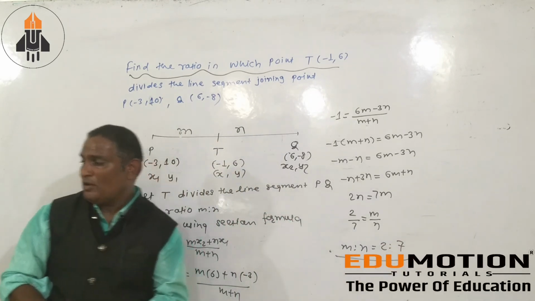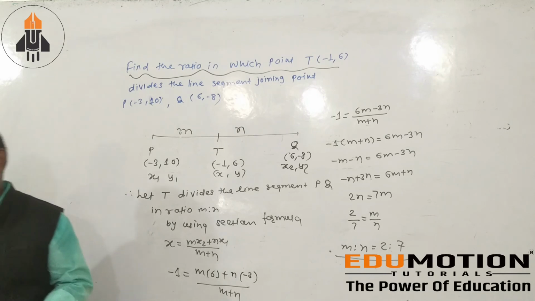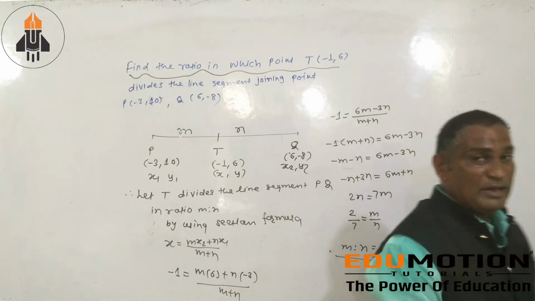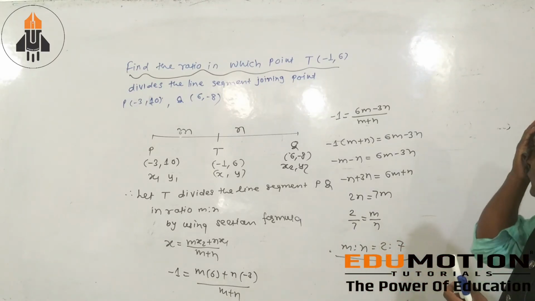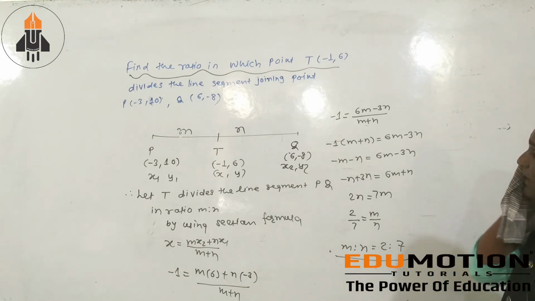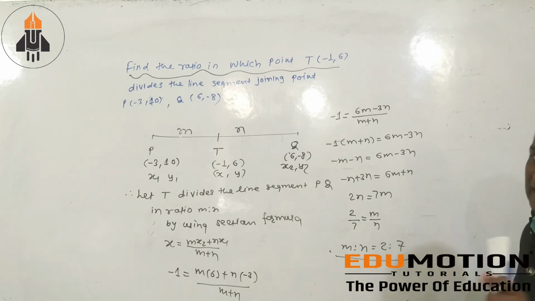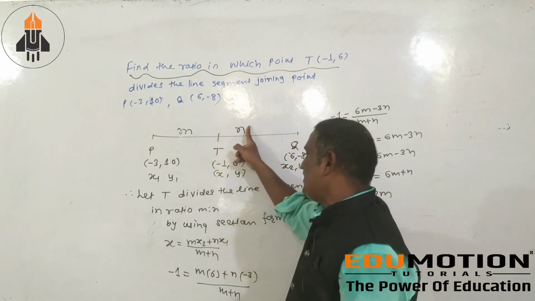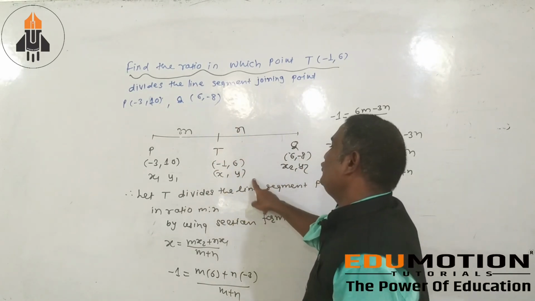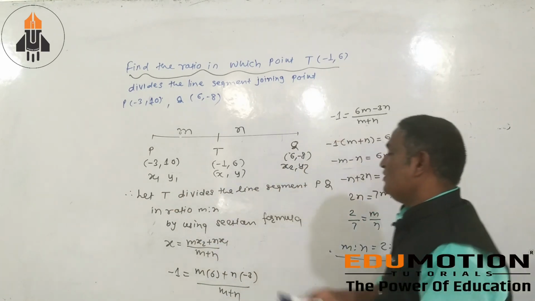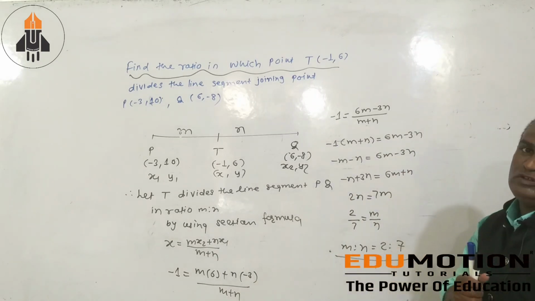Means in this problem, if this is given, this is how to find the value, and that value is 2 is to 7. What is your value here? m is to n is 2 is to 7. Find the ratio in which the point T, -1, 6 divides the line segment joining the points -3, 10 and 6, -8. Let T divide the line segment in the ratio m is to n. Then this is your x coordinate, this is your y coordinate, x1, y1, x2, y2. Then by using section formula we get that value, 2 is to 7.